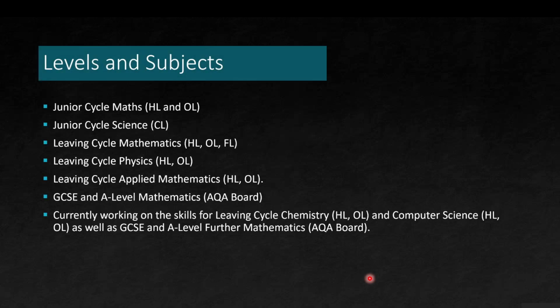So more specific details about the levels and subjects that I offer. At junior cycle, I do junior cycle maths and science, maths at higher and ordinary, and junior cycle science at the common level. Leaving Cert maths, physics, and applied maths at all available levels, as well as GCSE and A-level mathematics on specifically the AQA board. Note that this also includes AS mathematics, as it's sort of the equivalent of ordinary level.